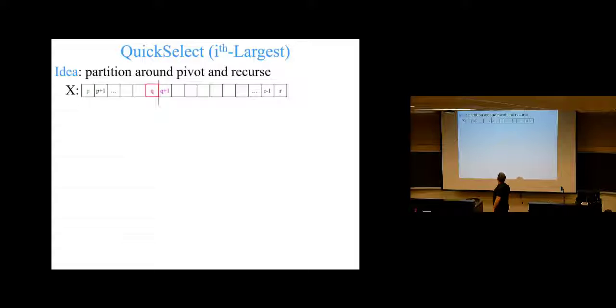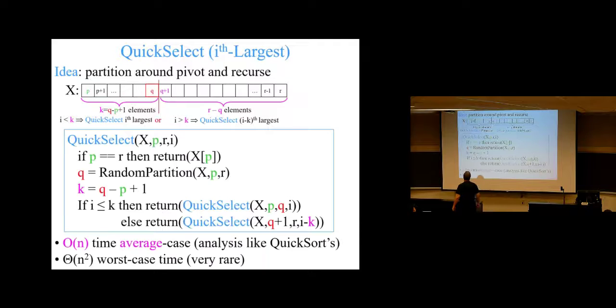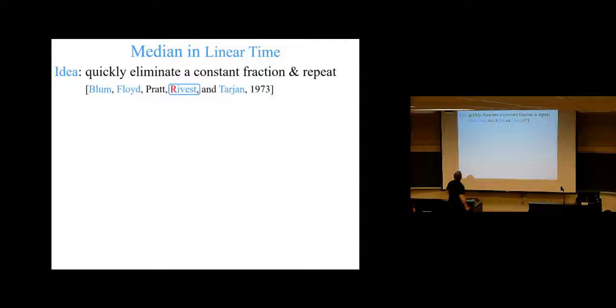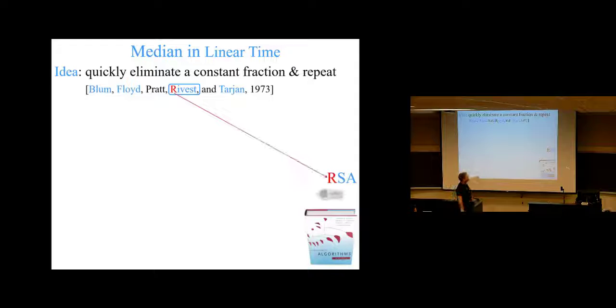And for decades, nobody knew how to do this, until 5 guys: Blum, Floyd, Pratt, Rivest, and Tarjan. Most of them were Turing Award winners, and one of them, Rivest, was the R in RSA. That's how smart these guys were. It took 5 of them to come up with the following algorithm, which we're about to see.